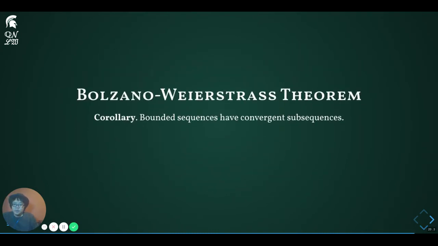A consequence of this theorem is the Bolzano-Weierstrass theorem, which asserts that bounded sequences have convergent subsequences. This follows because every bounded sequence has a limsup, and we just proved that a limsup has to be a subsequential limit, which by definition means that there is a subsequence that converges to limsup.